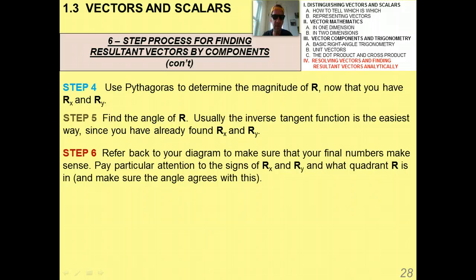And then you want to refer back to your diagram to make sure that your final numbers make sense. Pay particular attention to the signs of rx and ry and what quadrant r is in. This is why it's good to have that diagram. If your resultant vector analytically is not in the right quadrant or approximately the right angle, you'll know right away. Be smart when you're solving problems.